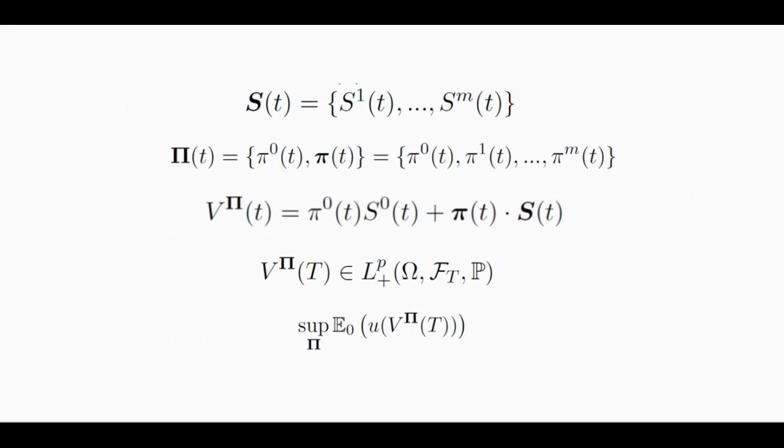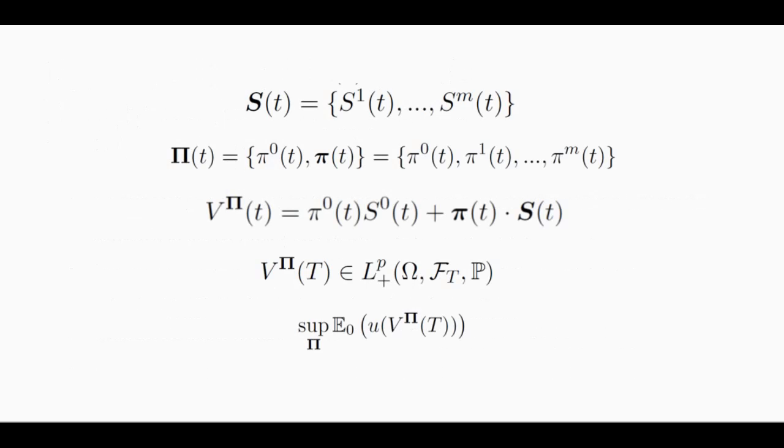So again, we consider a diffusive market model where we have a number M of primary securities, and we consider an investment portfolio pi, which consists of investment in the risk-free asset, such as a savings account, and the risky assets. So the value process for this portfolio is given by the riskless asset plus the sum of the wealth in the risky assets.